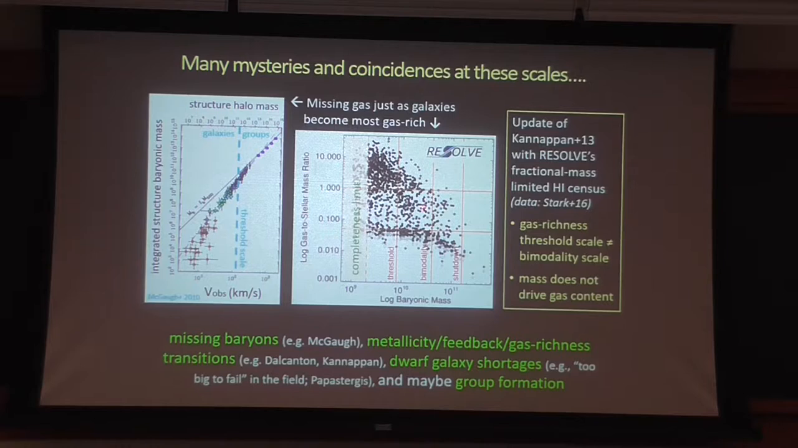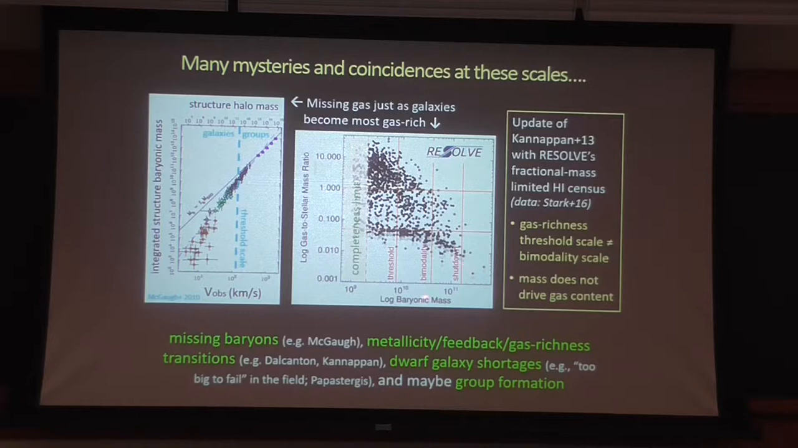Another thing, this plot is actually an update of a plot that I published in 2013 with the Nearby Field Galaxies survey, 21 centimeter census, which is not volume limited, so this is much more powerful. And one thing it shows that I just want to emphasize is that the gas richness threshold scale is not the same as the bimodality scale. In the literature, a lot of times the two are conflated, but they really are fundamentally different, even though they're close together, less than a dex apart. And also this emphasizes that mass does not drive gas content.